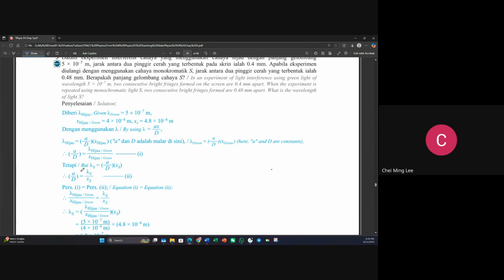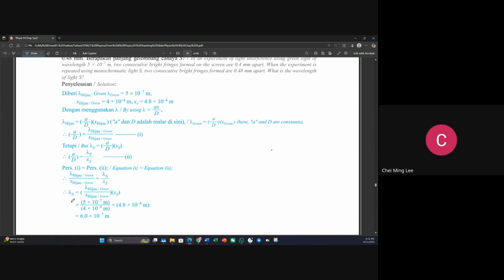Then we know that lambda s is a over d times xs. So we move this here: a over d is equal to lambda s over xs. So both are the same, correct? Both are a over d. So we know that lambda green over x green will be equal to lambda s over xs. Fill in all the values and then move this here. So your lambda s will be 5 times 10 to the power of negative 7 divided by 4 times 10 to the power of negative 4, times 4.8 times 10 to the power of negative 4. So you should get 6 times 10 to the power of negative 7 meter.